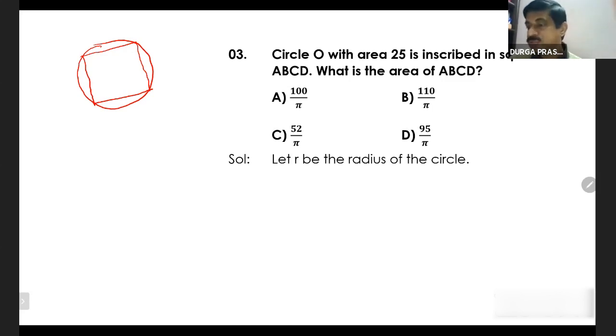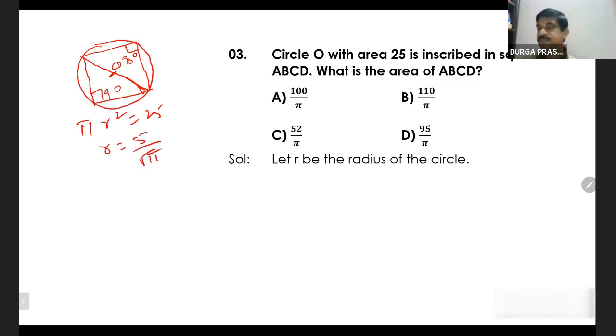Okay, so this is 90 degrees. So this is also 90 degrees. So angle in a semicircle is always 90. So if I draw a line like that, that should be 90. So this is 2 times radius, center is O, area is pi r square, that is 25, r is 5 by root 5. Okay, so that means diagonal is 2r. 2r is equal to 10 by root 5.